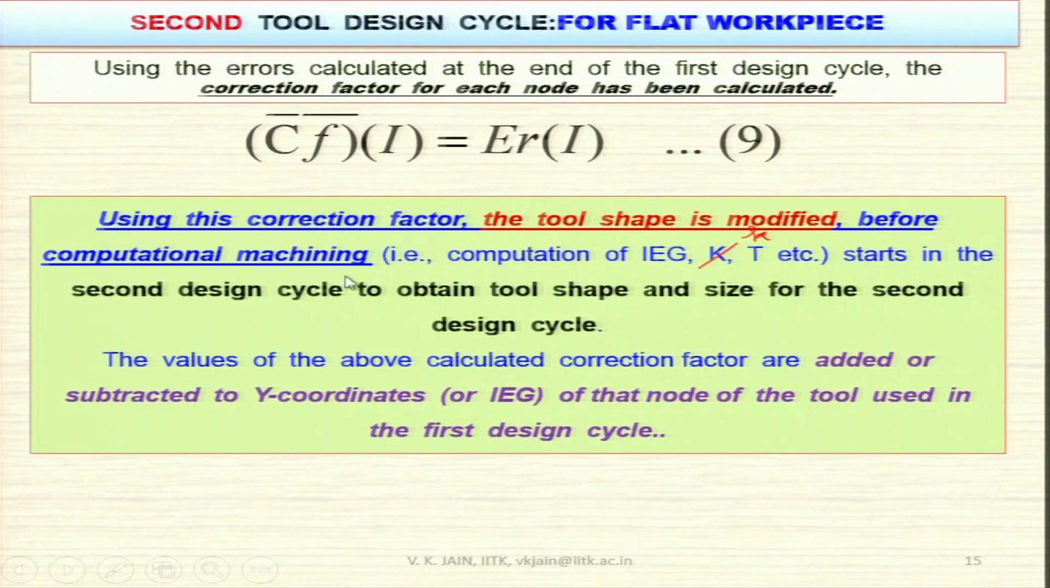It starts in the second design cycle to obtain tool shape and size for the second design cycle. The values of the above calculated correction factor are added to or subtracted from the coordinates of that node of the tool, of that node, this is very important, of the tool used in the first design cycle.